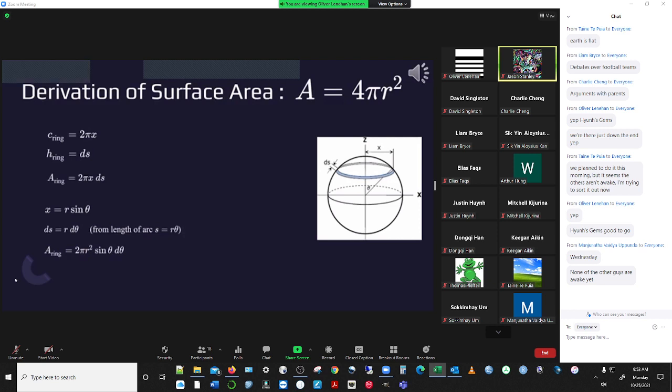Therefore, the total surface area of a sphere is the integral between 0 and pi of 2 pi r squared sine theta d theta. Since we are taking r as a constant, we can take 2 pi r squared out of the integral, leaving just sine theta. The integral of sine theta is negative cos theta, and evaluating that between 0 and pi gives us 1 minus negative 1, which is of course equal to 2. This then gives us our final result for the surface area of a sphere, which we all know to be 4 pi r squared.